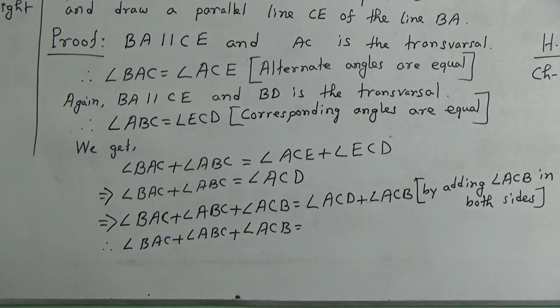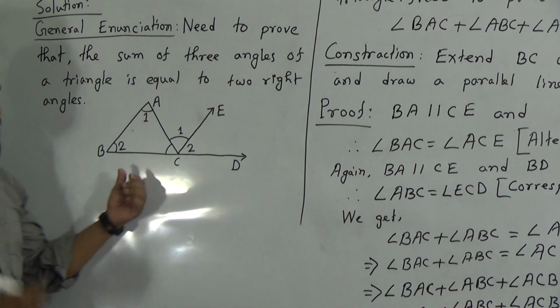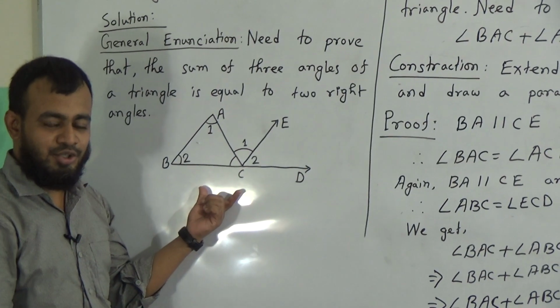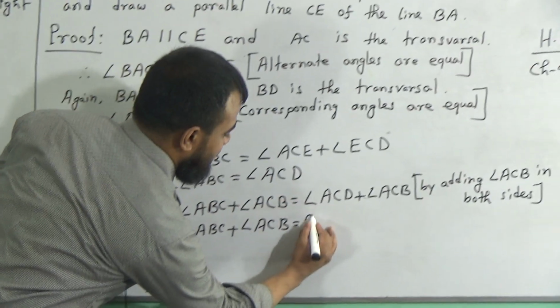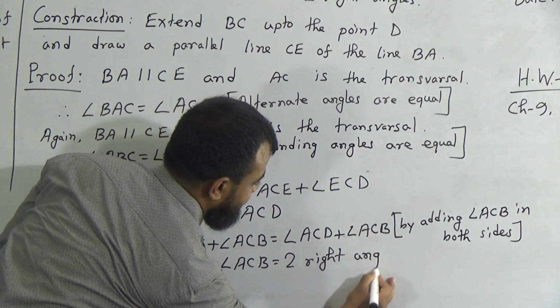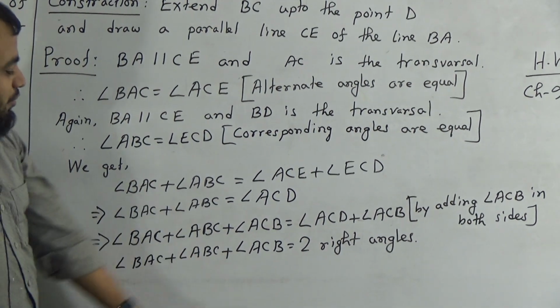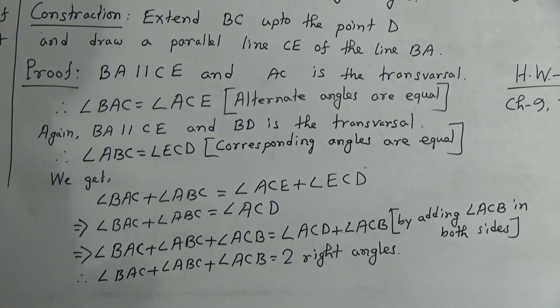Look at the figure, the angle ACD, this angle, plus angle ACB, this angle. These two angles' sum will be a straight angle, and we know that the straight angle is nothing but 180 degrees, and 180 degrees equals two right angles. So you can write down directly that it is equal to two right angles. I think my dear students you have understood, and the proof is done. We needed to prove this one: the three angles of a triangle are equal to two right angles.